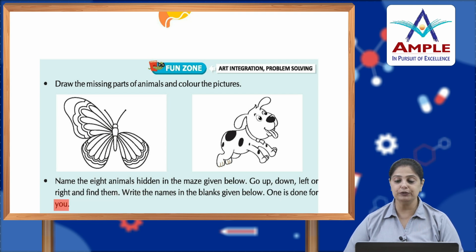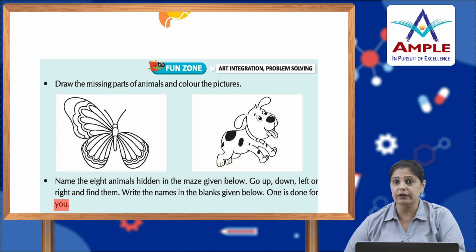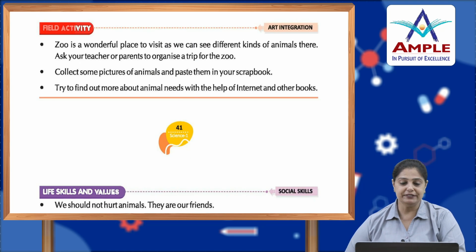So now you have to find the different animal names that are hidden in this crossword puzzle. I'm sure that if I just look at it, I can find eagle, I can find horse. There's sparrow written in it. So the rest of them, I'm sure that you will find quickly. Time to do a field activity.